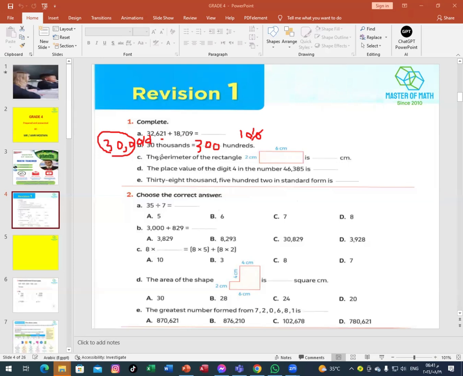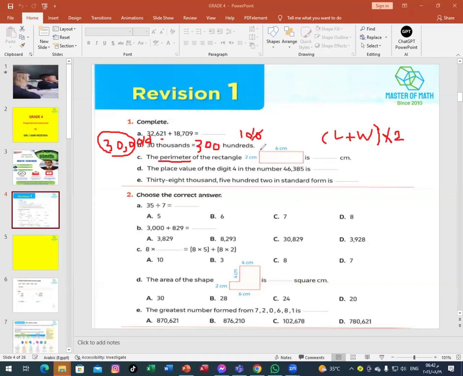The next problem, the perimeter of rectangle, which we saw on the diagram. Length is 6 centimeters and width is 2 centimeters. We have to put our base for the perimeter. The perimeter of rectangle equal L plus W, all times 2. Okay.